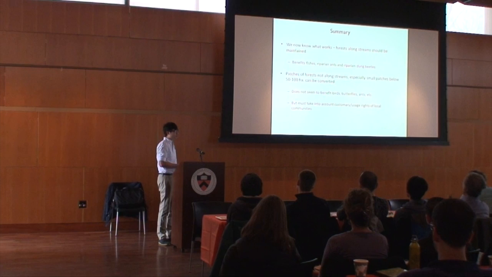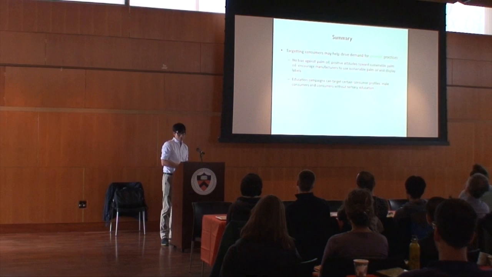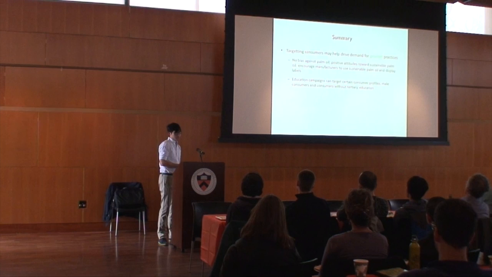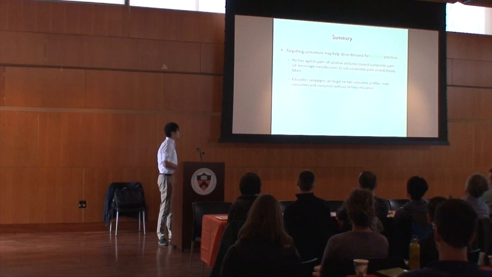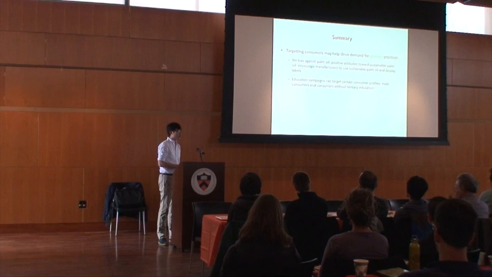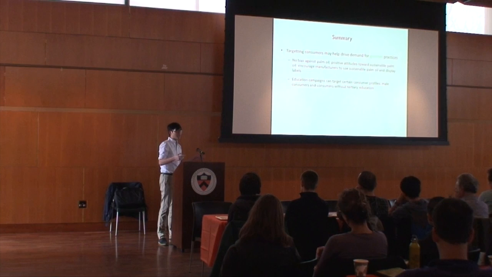And targeting consumers may help drive demand for greener practices. We found that there was no bias against green palm, and there was a positive attitude towards sustainable palm oil. So we encourage manufacturers to use sustainable palm oil and display labels. And education campaigns can target certain consumer profiles. Male consumers and consumers without tertiary education are people we identified as less willing to pay more. So NGOs or manufacturers, if they want to, can look at this sector of consumers.